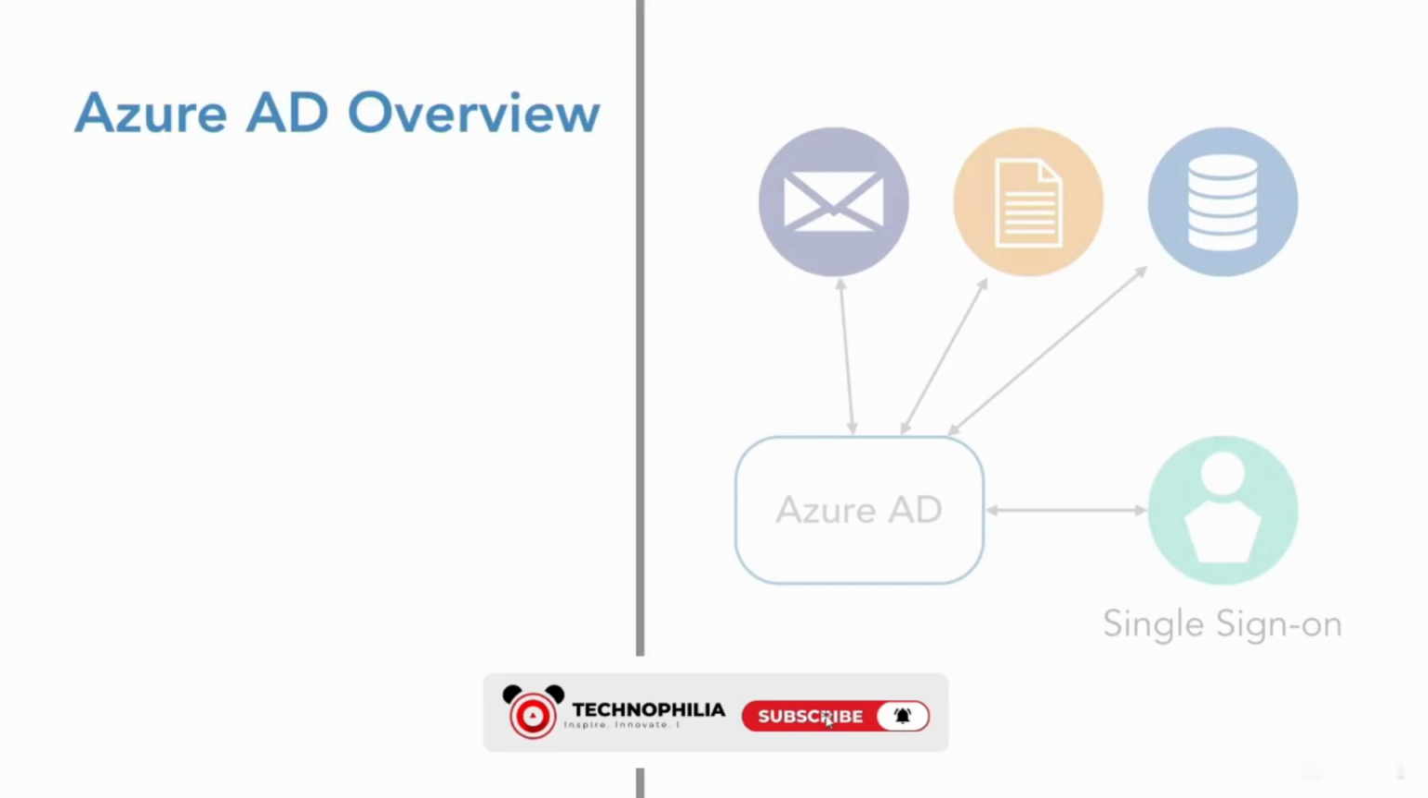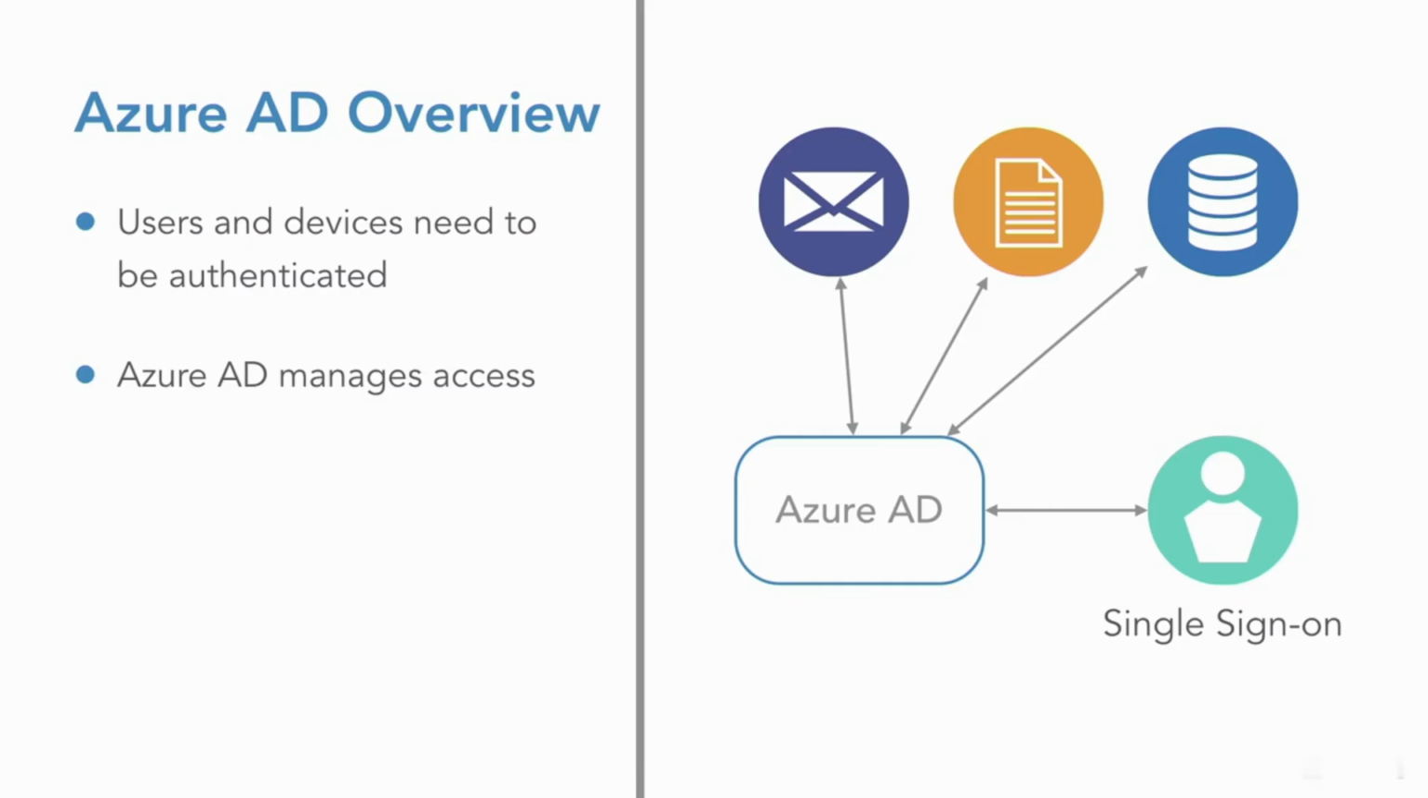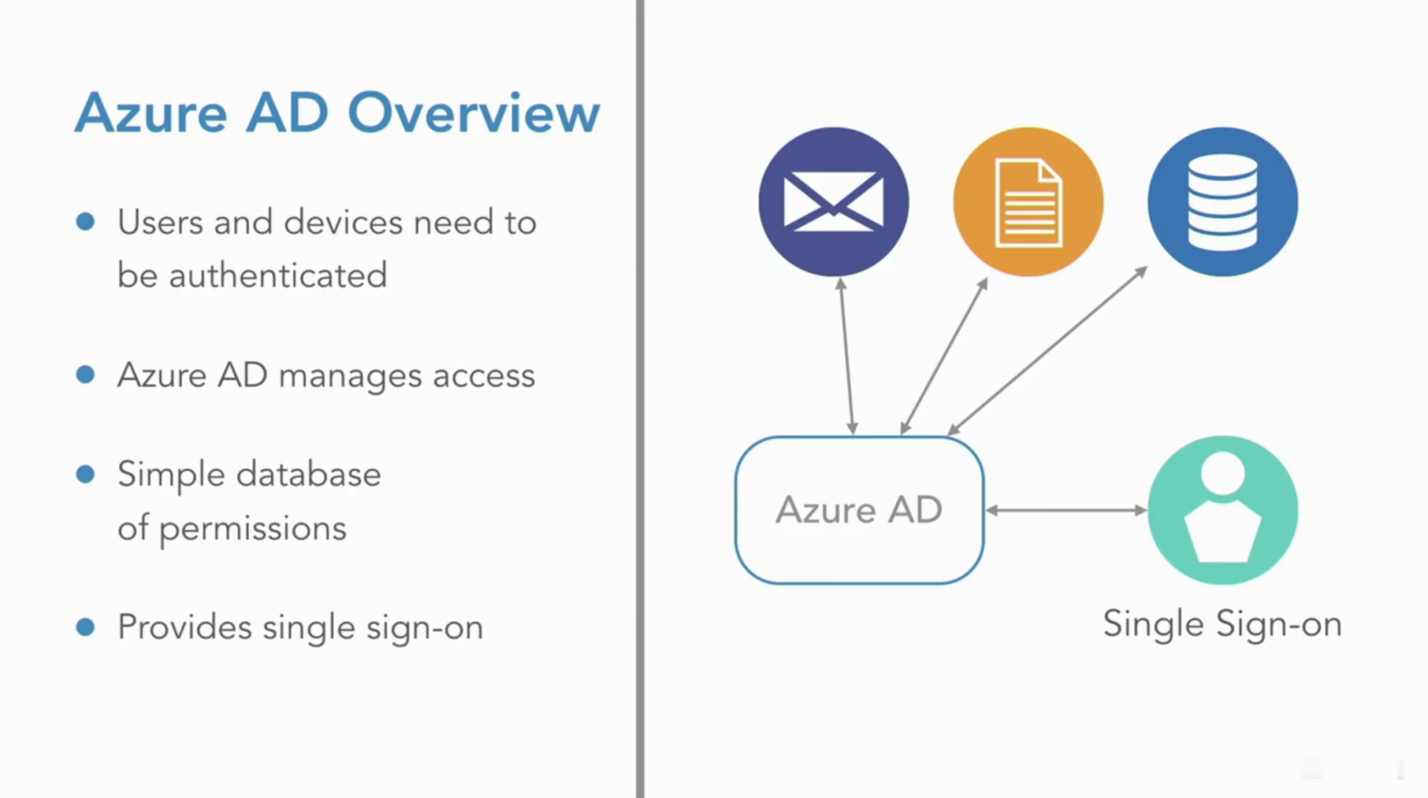Within an enterprise, Azure Active Directory or Azure AD authenticates end users and devices to allow access to corporate resources and applications. It consists of a simple cloud-based database of users and devices together with their associated permissions. Azure AD also provides single sign-on, which allows users to use just one username and password to access a multitude of cloud services and resources to which they've been granted access.